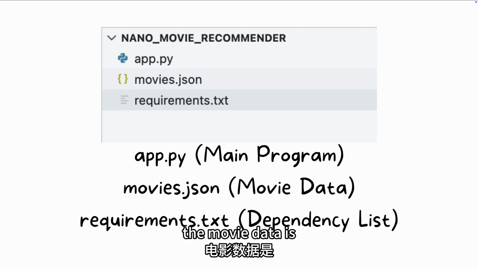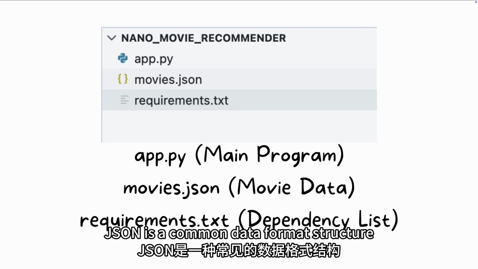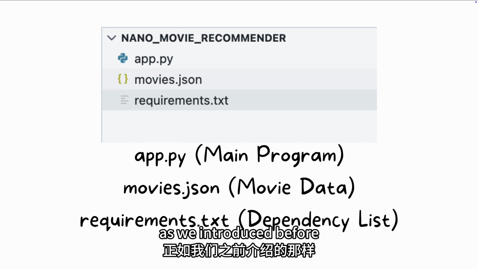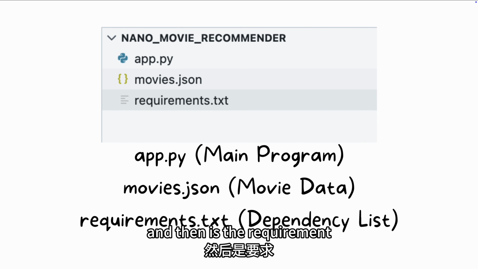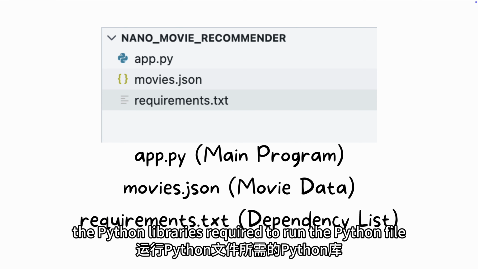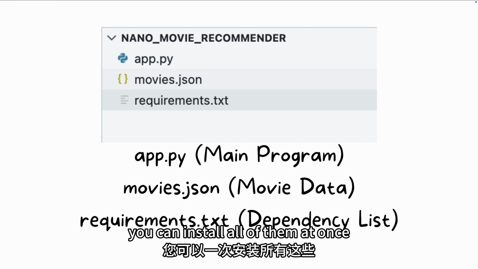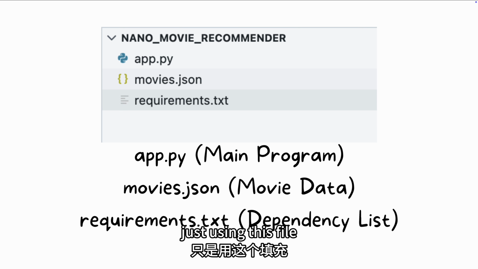The movie data file contains a list of movies with details like title and rating. JSON is a common data format as we introduced before. And then is the requirements file. This file lists all the Python libraries required to run the Python file. Instead of manually installing each library, you can install all of them at once just using this file.